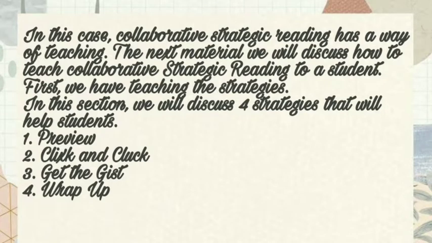Third, get the gist. Students learn to get the gist by identifying the most important idea in a section of the text. The goal of getting the gist is to teach students to recite in their own words the most important point as a way of making sure they have understood what they have read.